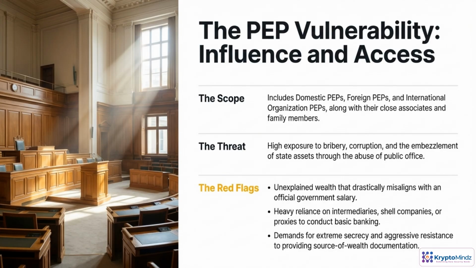Politically exposed persons, or PEPs, are individuals entrusted with prominent public functions, plus their close associates and family members. Their influence and control over public funds create heightened exposure to bribery, corruption, and embezzlement. For AML, PEPs are not presumed criminals, but their positions are inherently higher risk and require enhanced scrutiny and stronger controls.